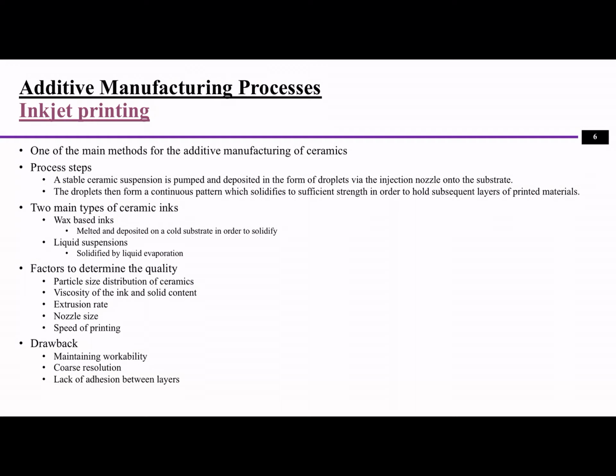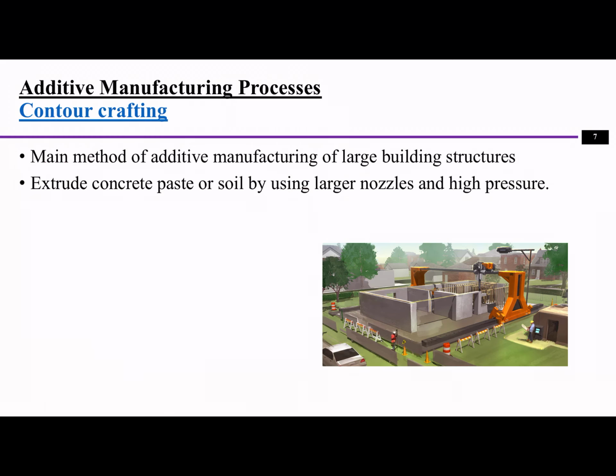So these are the common drawbacks. Because of the inkjet printing, after you print it, you deposit the droplet there and it just solidifies by itself, and there's no other energy source to bond anything, right? So that's why the adhesion is a little bit weak in this process.